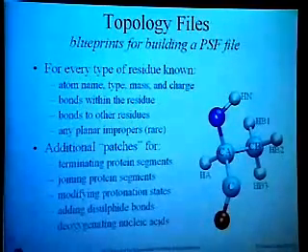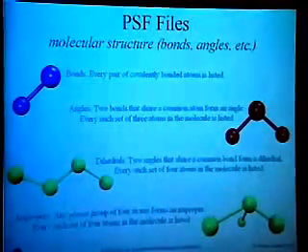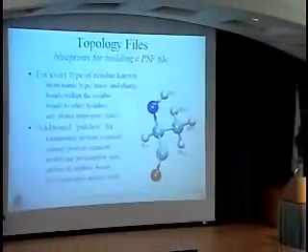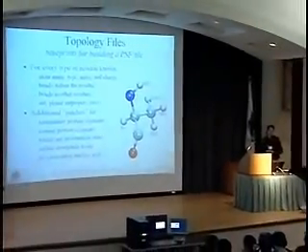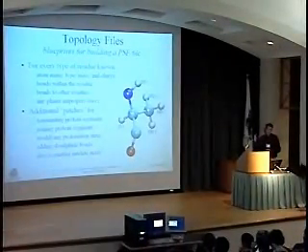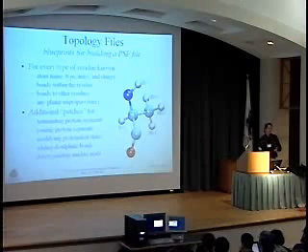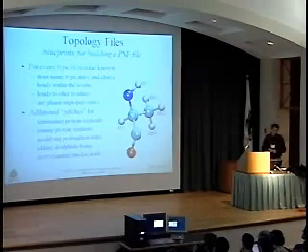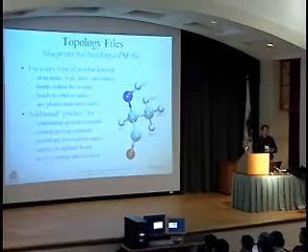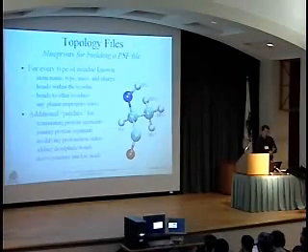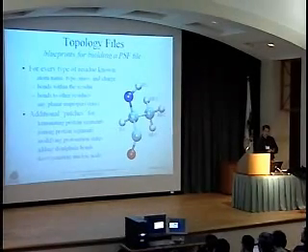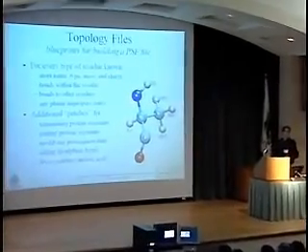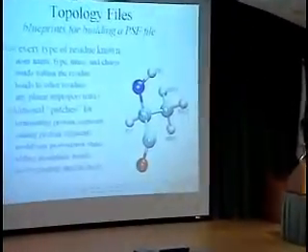So how do you generate all these terms in the PSF file from a PDB file? We use what's called a topology file, which is a blueprint for building the PSF file. For every type of residue that is known in the force field, this is alanine, for example, the topology file contains the atom name, type, mass, and charge, and all of the bonds, including bonds between the previous or the next residue in the protein chain.